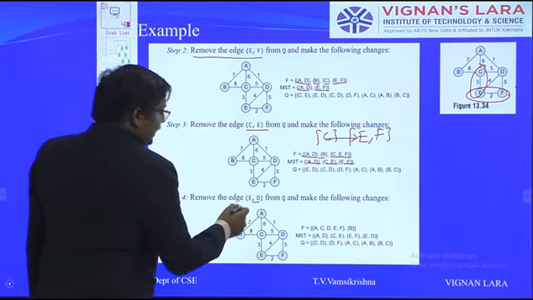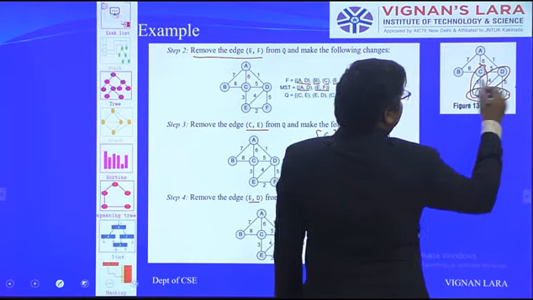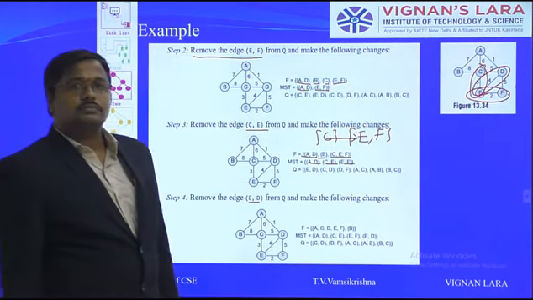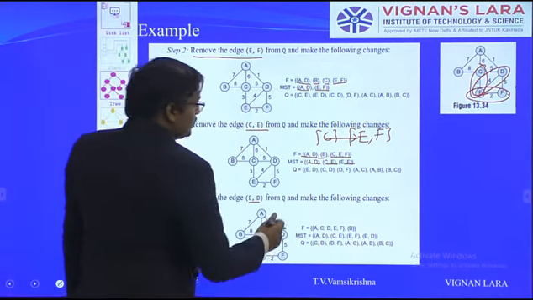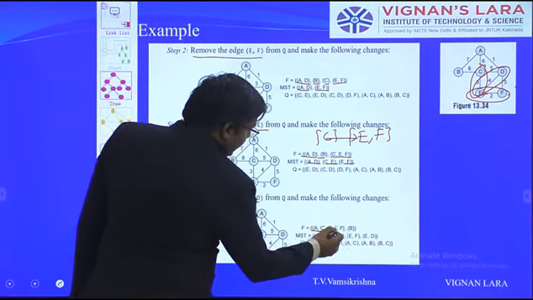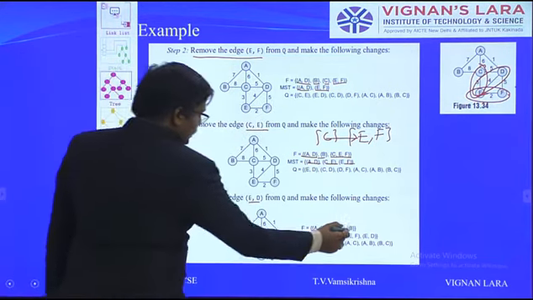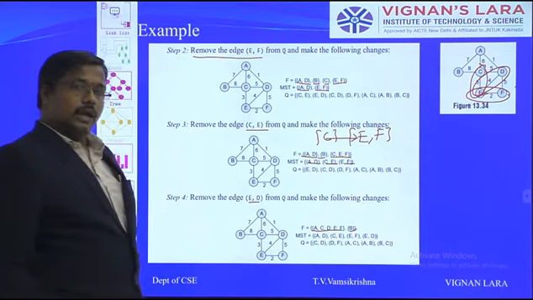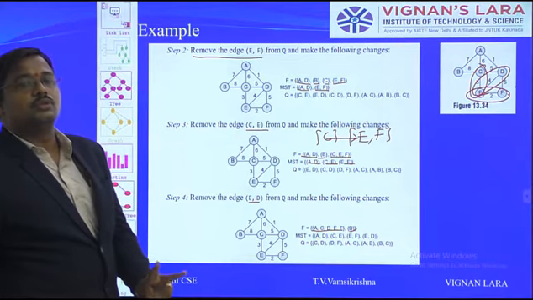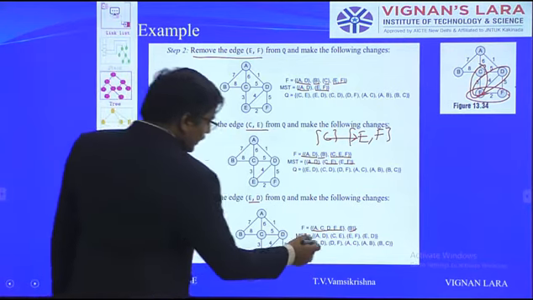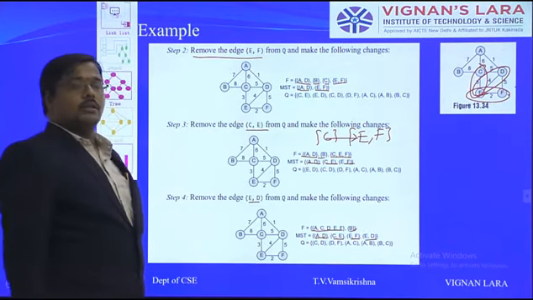Next, E comma D. E comma D is the next minimum cost edge, 4. So what happens is A, C, D, E, F is one component. B is the only other component. Means right now 2 subgraphs. So here A comma D, C comma E, E comma F, and E comma D are also added.